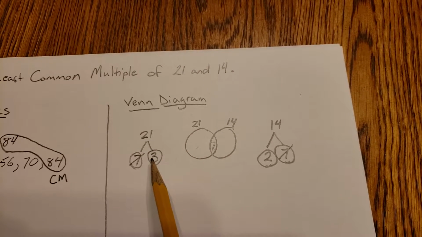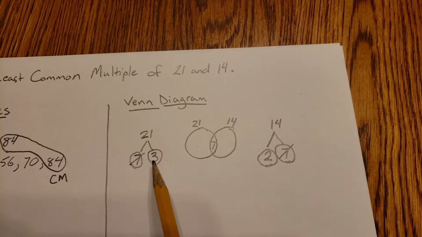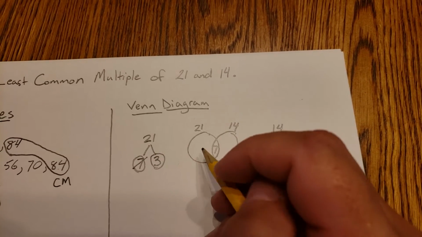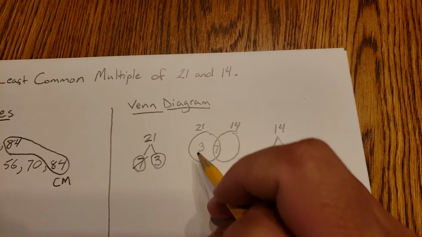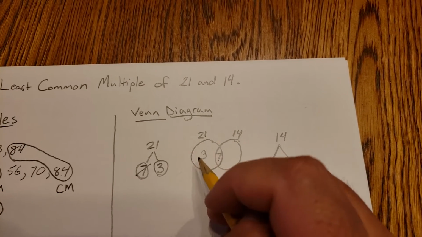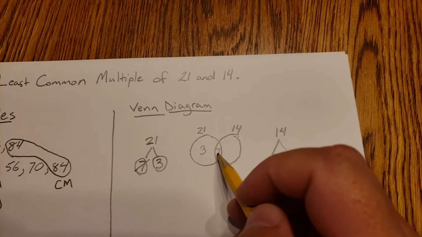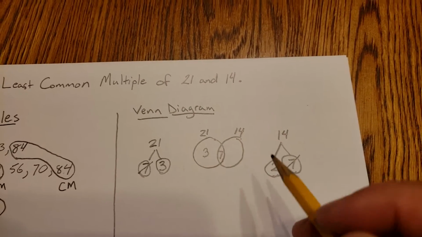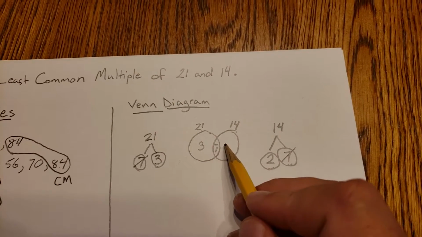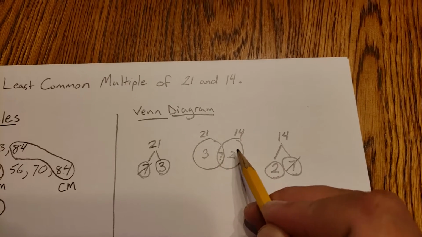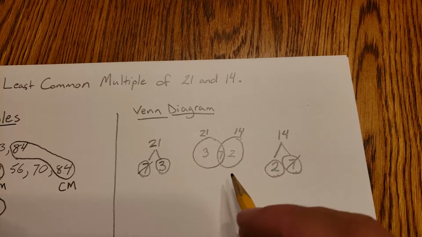Or we could just look over at this tree and say, okay, what was not used? Oh, that 3 was not used. Now, if there was more than one number not used over here, you would multiply those numbers together to figure out what that number is. But 7 times 3 is 21. The same way that 7 times 2 is 14.